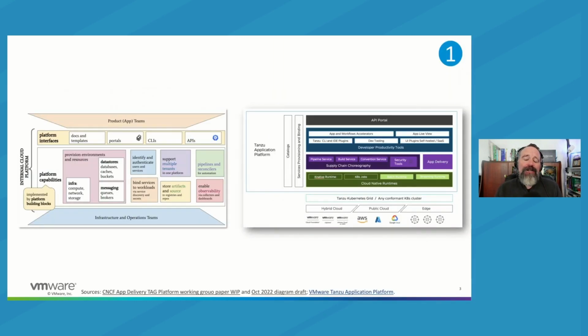So first of all, you probably know what a platform is. You've come across the idea, and it's been documented pretty well, especially in the last couple of years. But also, it's been around for a long time in many incarnations.